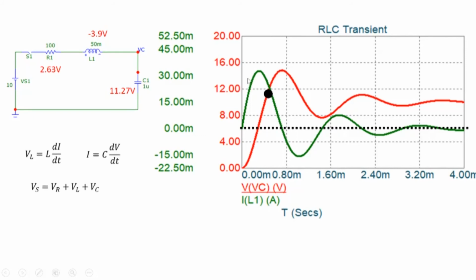But note that the current is flowing. The current is positive. So this current here will keep on charging C. So it will rise even beyond 11.27. And it will keep on charging till the current here is positive. So it will keep on charging till the inductor current falls to 0. So let's look at this condition here. Once the inductor current falls to 0, the capacitor voltage will reach its maximum value. And then we will see that the inductor current has to become negative.